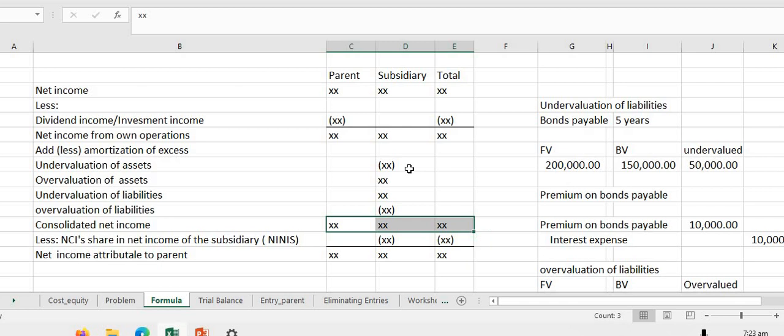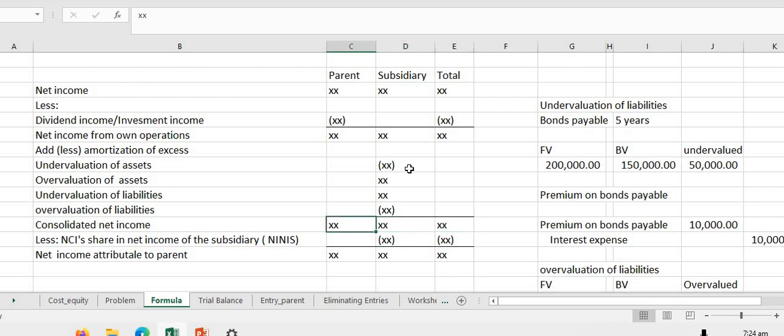Okay? Our consolidated net income is actually the adjusted net income of the parent plus the adjusted net income of the subsidiary. That's the net income of subsidiary less the amortization of all the excess. Okay, so if may impairment of the goodwill, of course, you are to deduct impairment of goodwill. So depende if may share si parent or may share si non-controlling interest sa impairment of the goodwill. Okay, so we have here the consolidated net income.